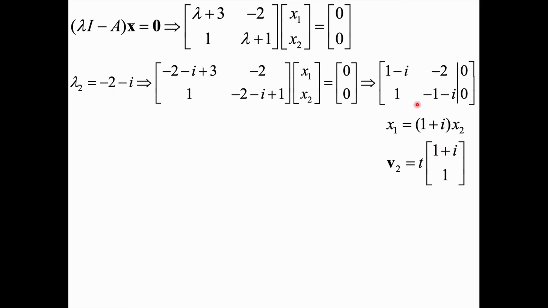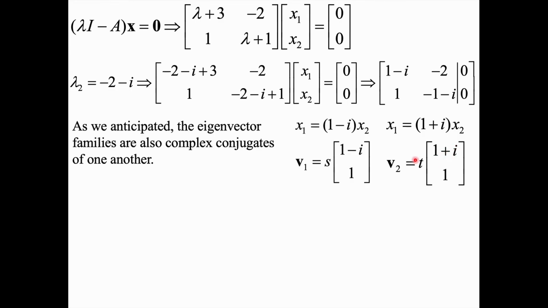And lo and behold, looking at the second equation again, it has a coefficient of 1. If you bring that over to the other side, you get 1 plus i times x2 is what x1 equals. So setting up a parameter, we have x2, the free variable, could be t, and x1 is t times (1 plus i). Notice the eigenvector family is involving the complex conjugate of the previous eigenvector family as we anticipated. So complex conjugates once again appear.